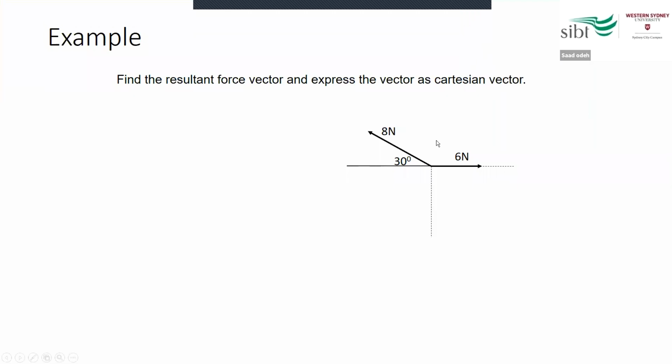So for example, if you have these two forces, a 6 Newton force along the x-axis and an 8 Newton force at an angle of 30 degrees from the x-axis. And you can see here we have the x-axis in this direction and the y-axis downward, so we need to follow the same convention here. To solve this, we can find the components of each force, the 6 Newton and the 8 Newton.